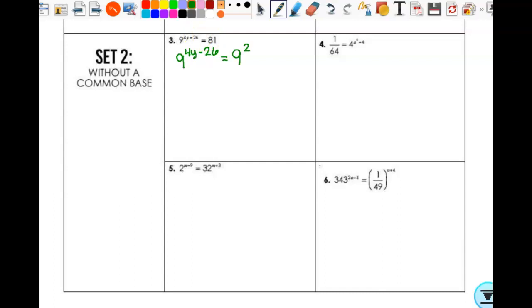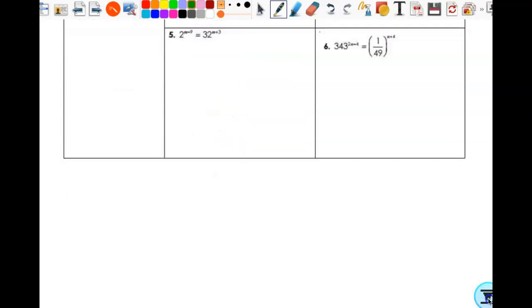Now that I have common bases, now I can use my one-to-one property. So I get 4y minus 26 equals 2. So 4y equals 28, and y equals 7. Once you use the one-to-one property, the rest is algebra. Very good? All right. Oh, I didn't even mean to do that one. Oh well, that's fine. So that's why I need to look back at my notes. All right, let's jump to 5.